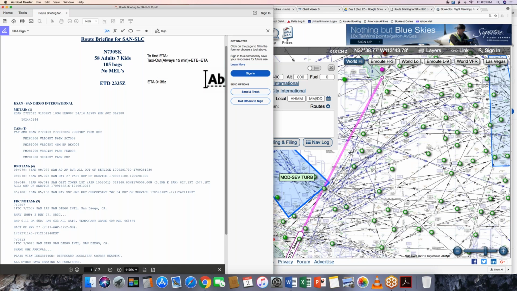Okay, taxi out time. We're just always going to assume in this class that it's 15 minutes. And our ETE, we add that together. That gives us our estimated time of arrival.